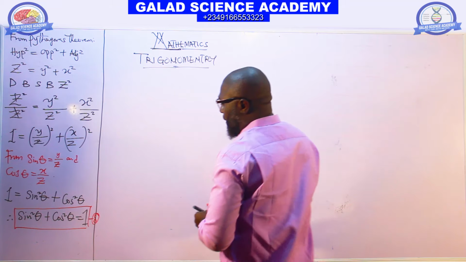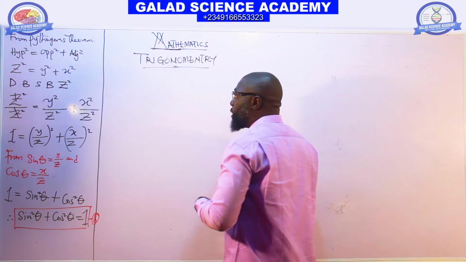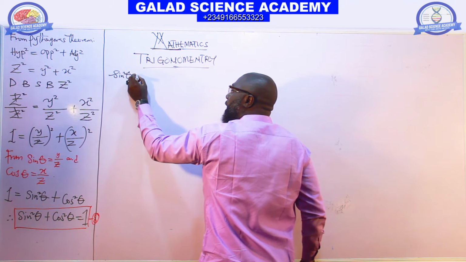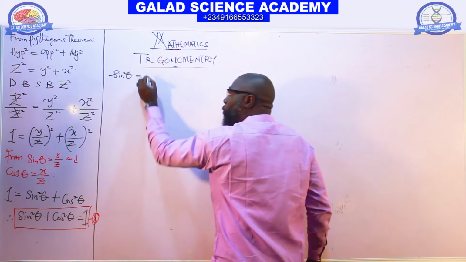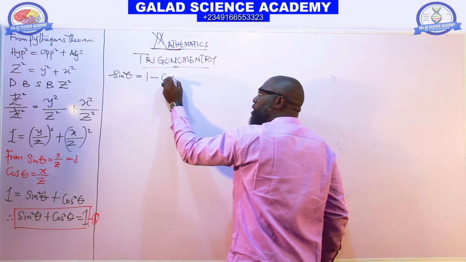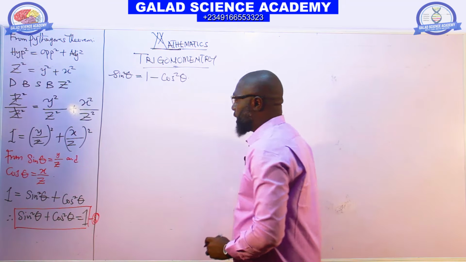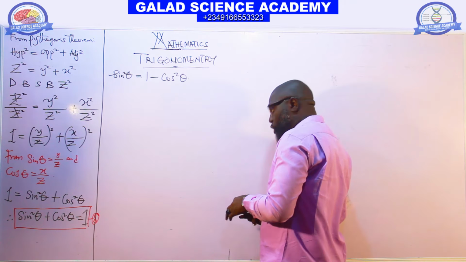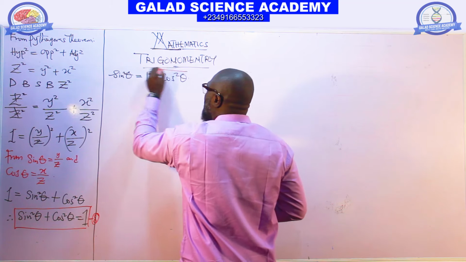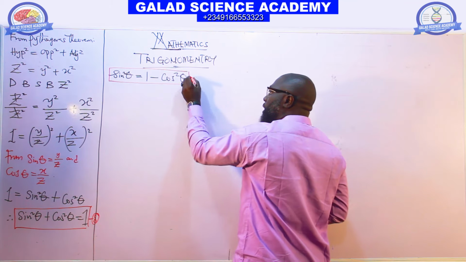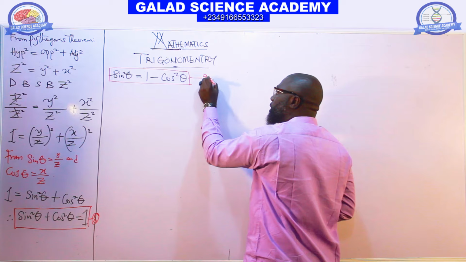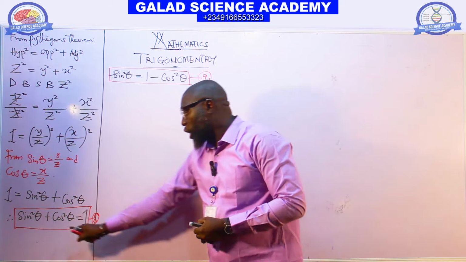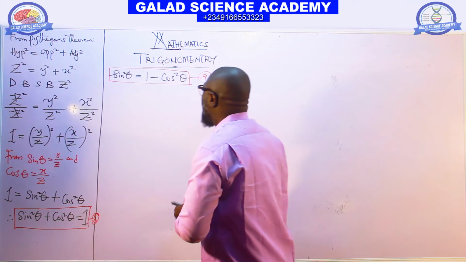As a formula, what do we have? Sin squared theta equal to 1 minus cos squared theta. This cos will come out. This is equation 9. We can also make the cos squared the subject of the formula here.